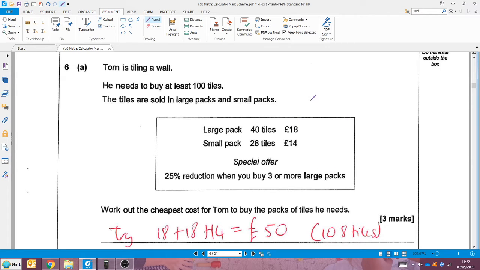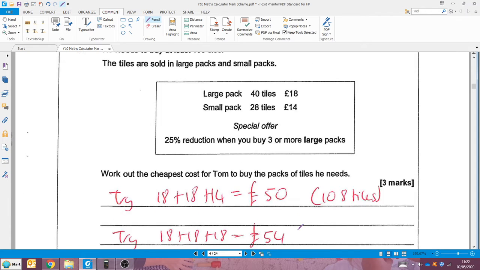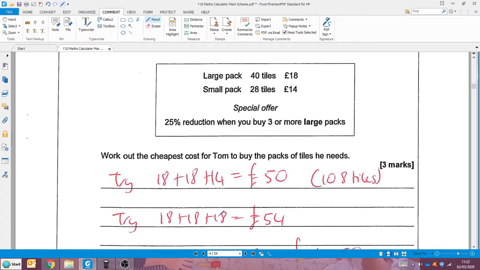So I've got to get over 100 tiles at least. So I went for 2 of these plus 1 of those. All right. So 40, 40, 28 takes me to 108 tiles. It's a good trial, but I need something to start my thinking on. So 50 quid, okay, not bad. Then I'm going to try 3 lots of the large tiles, which gives me 120 tiles. I don't need the 20 tiles. I'd say at least 100.